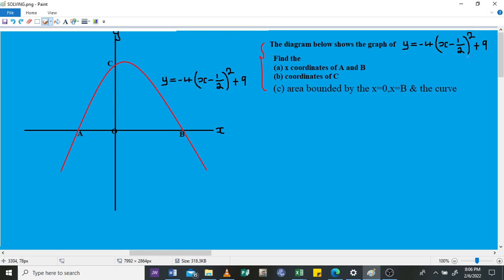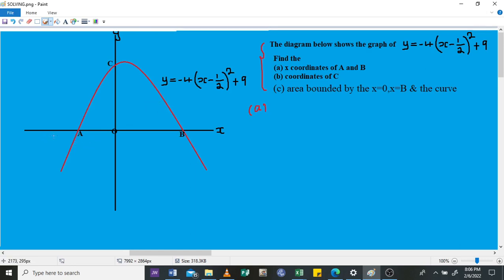Negative 4. Inside the brackets we have x minus 1 over 2, and the bracket is squared, plus 9. Now we need to find a, the x coordinates of a and b, the coordinates of c, and we need to find the area bounded by the curve, x equal to 0 and x equal to b, which means the value of b that we are going to find. So let's get started. For a, we want to find the x coordinates at a and b.